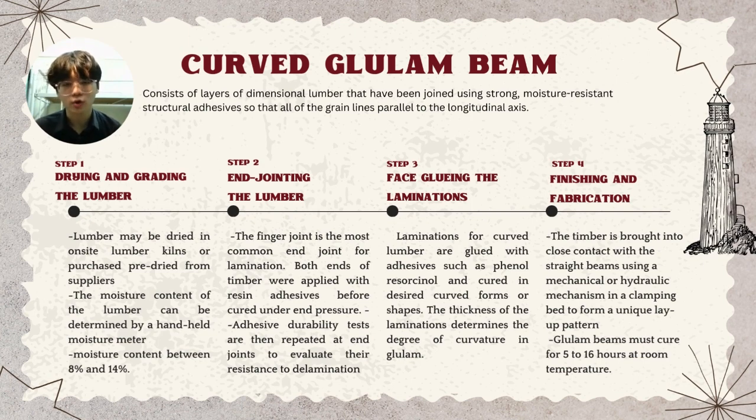The second step is end-jointing the lumber. The finger joint is the most common end joint for lamination. Both ends of the timber were applied with resin adhesive before being cured under pressure. The adhesive durability tests are then repeated at end joints to evaluate their resistance to delamination. The third step is gluing the laminations. Laminations for curved beams are glued with adhesive such as phenol resorcinol and curved into the desired curve forms or shapes. The thickness of the laminations determines the degree of curvature in glulam.